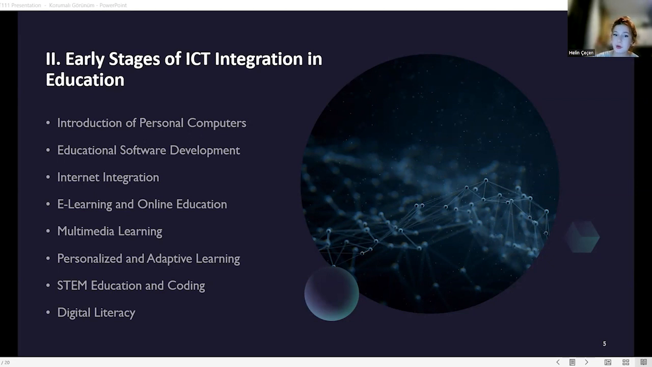Personalized and adaptive learning. Educational technology adapted content to individual student needs and learning styles. STEAM education and coding. Computers promoted STEAM education, emphasizing coding skills for future technology advancements. Digital literacy. Teaching not only technology use, but also critical evaluation and management of digital information.